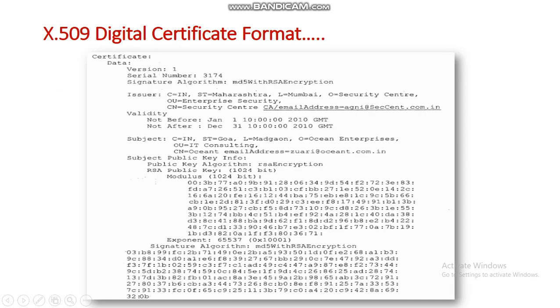So this is an example showing the digital certificate format. The certificate has information like version, serial number, signature algorithm, and the issuer of the particular certificate. Next you have validity. Then you have the subject, meaning owner information. Then you have the subject public key information, which is the owner's public key information, represented in an encoded format. For encrypting, they have used the RSA algorithm, as you can see here. Next, a digital signature should also be present in the digital certificate, and that is represented with the MD5 algorithm.